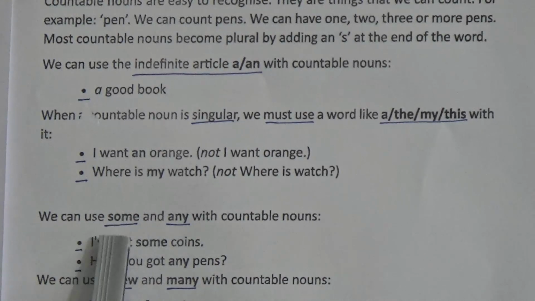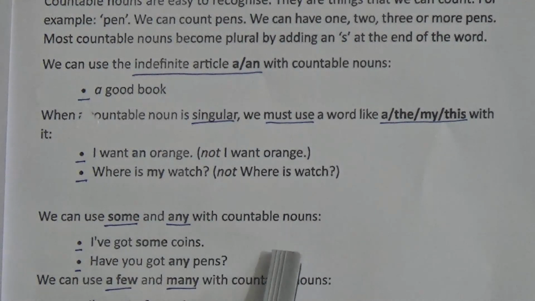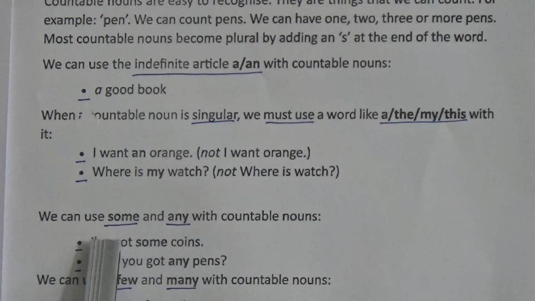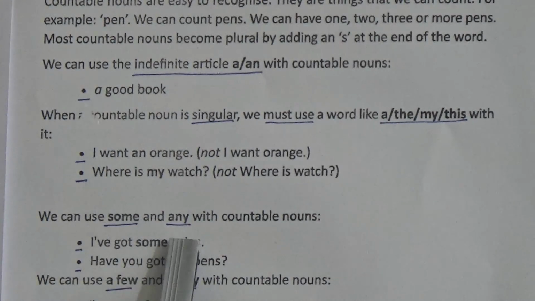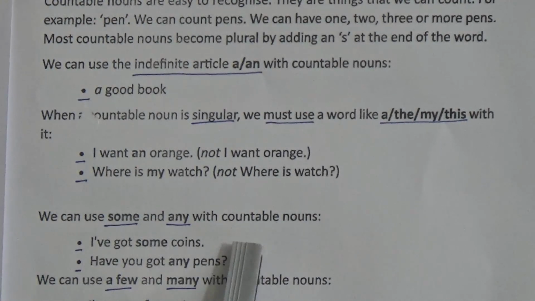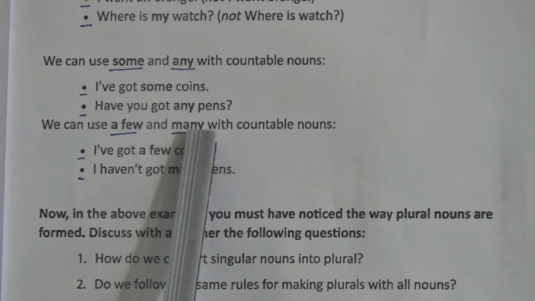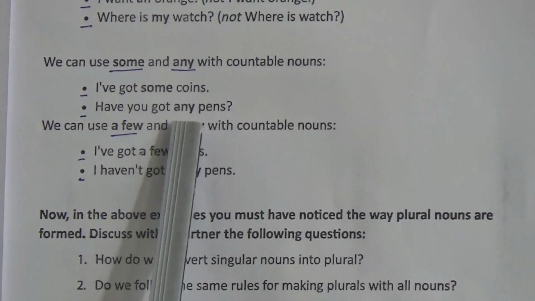We can use some and any with countable nouns. We must use words like a, the, my or this, but we can use some or any with countable nouns as well. Let's look at the examples. I've got some coins. Have you got any pens? We are using some or any here with the countable nouns.